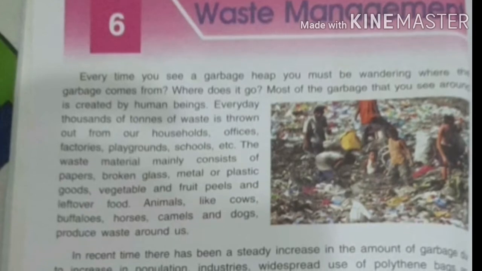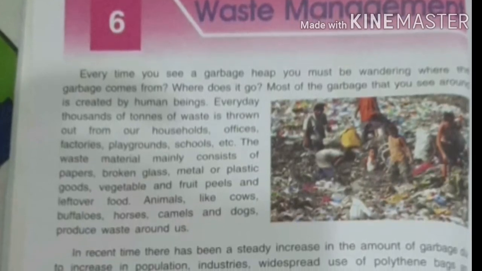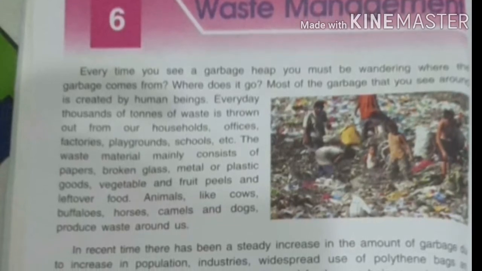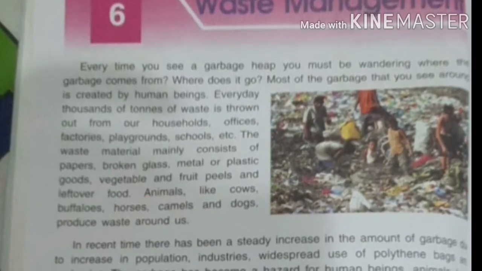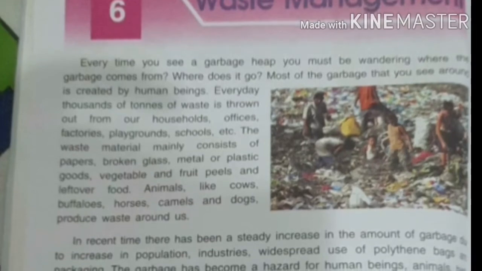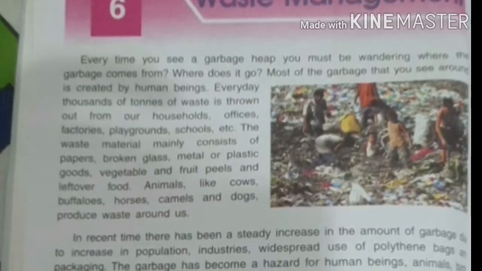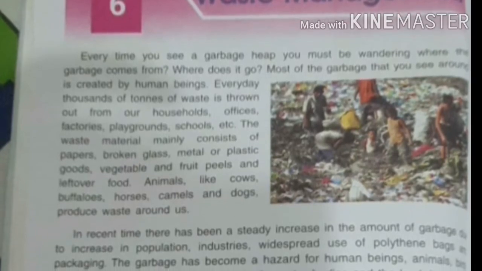What does this garbage consist of? It is paper, broken glass, metal or plastic goods, vegetable and fruit peels, and leftover food. Animals' dung is also involved in this. You have seen cows, buffalo, horses, camels, and dogs. They also produce waste around us.